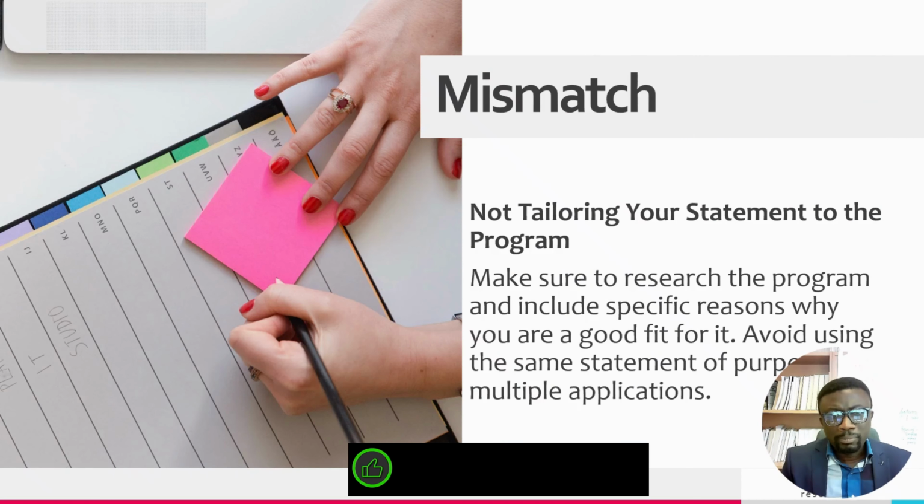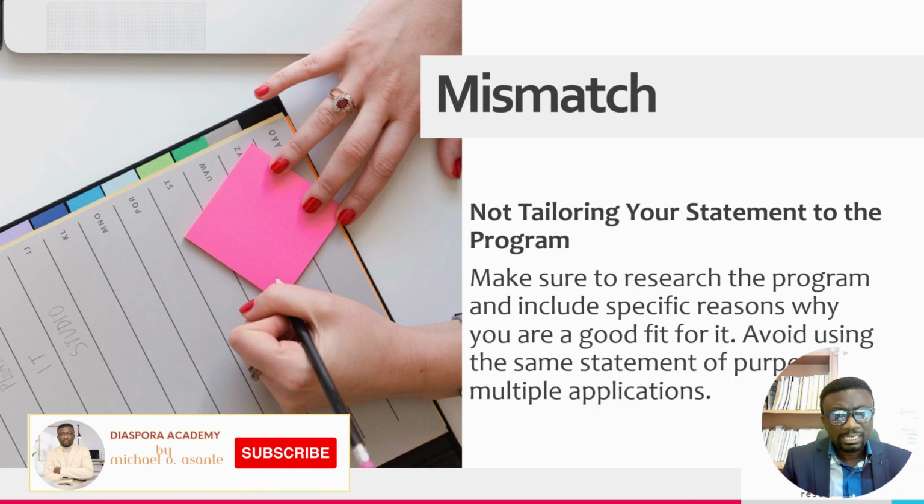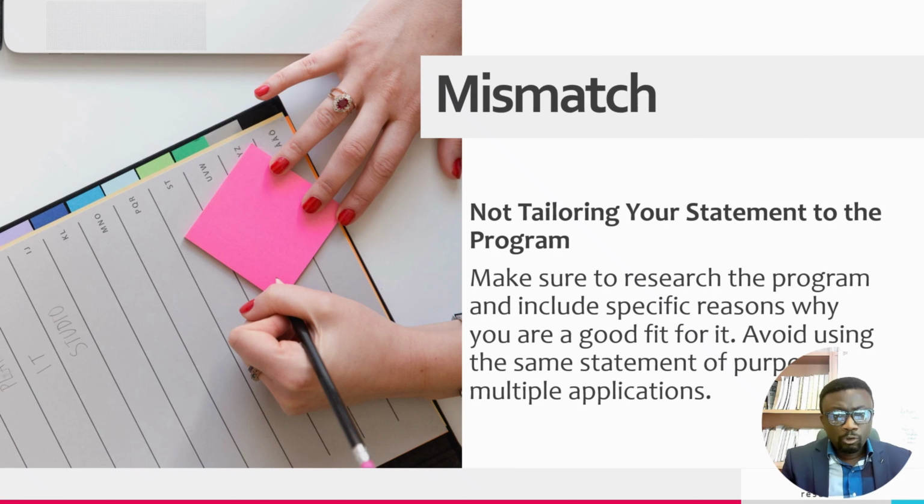Two, it's also a mismatch, not tailoring your statement to the program. Sometimes we are writing a statement of purpose, but it is entirely different from what the university or the program is seeking. So it's also very important that you avoid this kind of mismatch between your research interest, your research desire, and what the institution is also looking for.